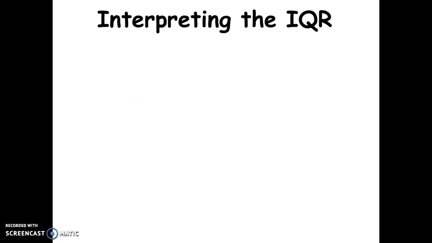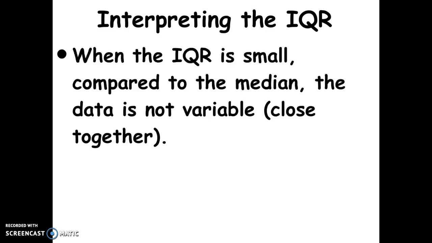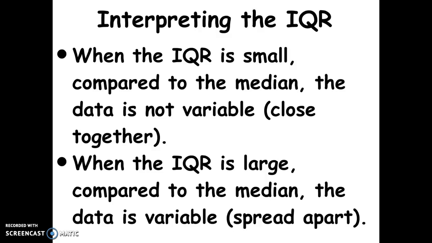Interpreting the IQR. When the IQR is small compared to the median, the data is not variable, meaning it's close together. When the IQR is large compared to the median, the data is variable or spread apart.